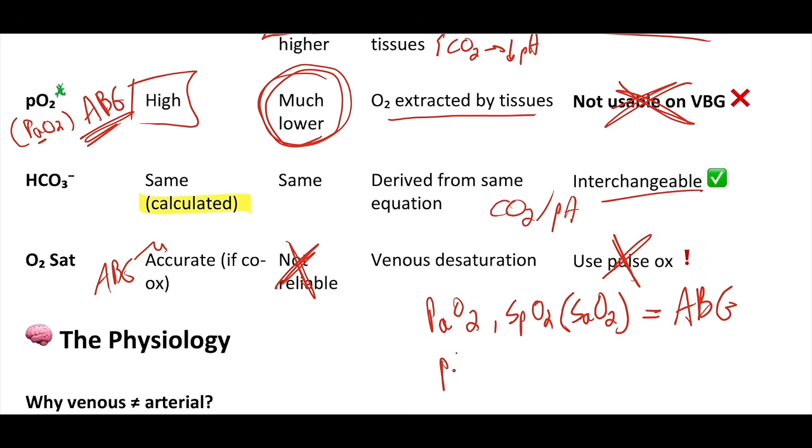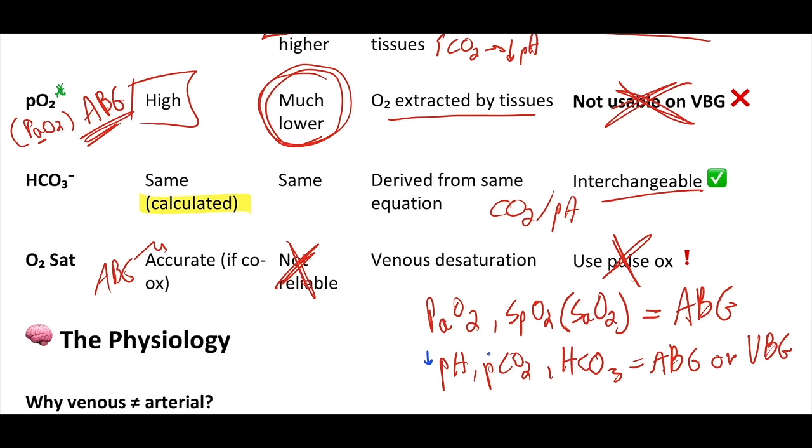For pH, PCO2, and then the calculated bicarbonate, you can usually do an ABG or VBG, with the very important caveat that the pH is going to be about 0.03 lower than the arterial blood gas.